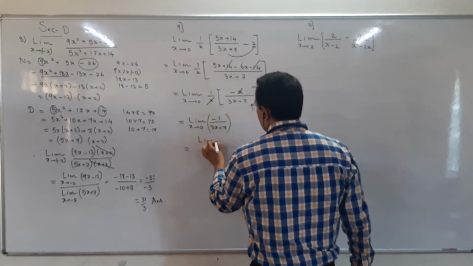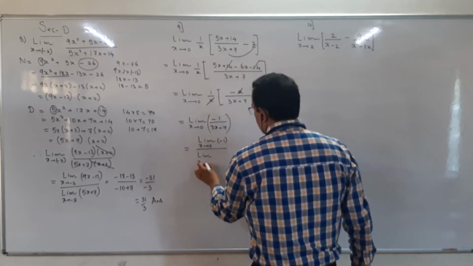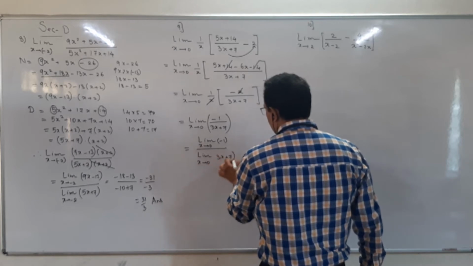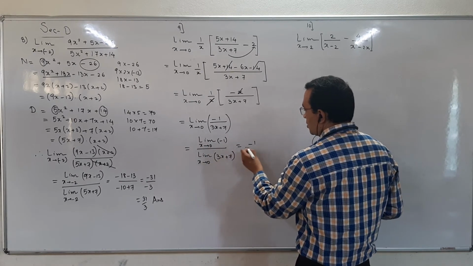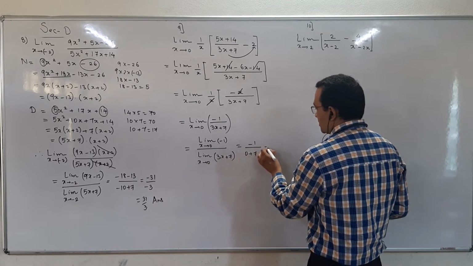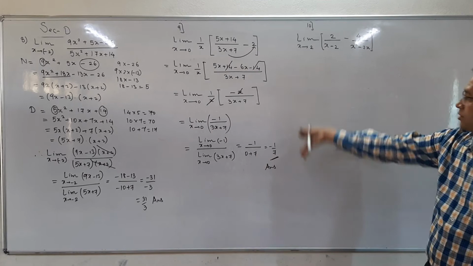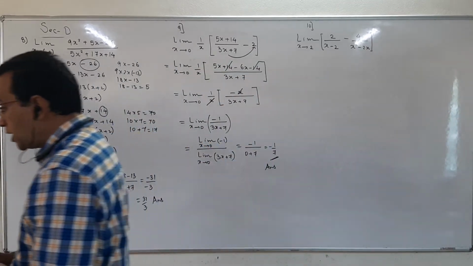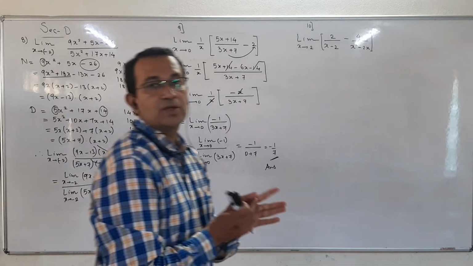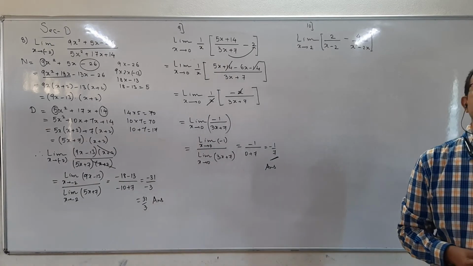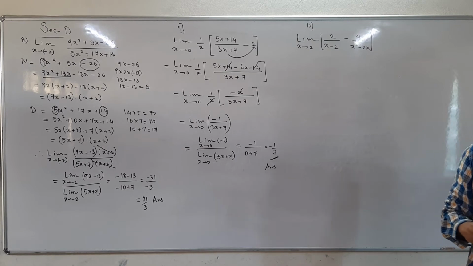Apply the division working rule. Limit of minus 1 divided by limit of x tends to 0, 3x + 7. The limit of a constant is the constant, because there is no x which is replaced by 0. 0 into 3 will be 0, plus 7. So the answer is minus 1 by 7. Now for this 3-step solution, students, you get 3 marks in the examination. For only this much you get 3 marks. So it is very interesting.